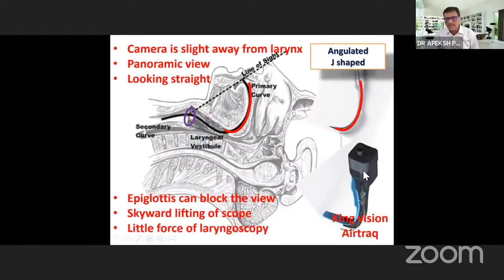If you look at the King Vision or AirTraq or Pentax, the camera is positioned a little bit away from the larynx, here at this red pointer, and it's looking straight. As it's looking straight, many times you get 50 to 60% POGO progress. You will not get 80 to 100% POGO scoring, and the epiglottis partially blocks the view in this case. So to get the complete view, a little bit of force is required. You need to lift this camera upward. So many times with this type of laryngoscope, you need to make an upward lift of the laryngoscope to get the complete view.